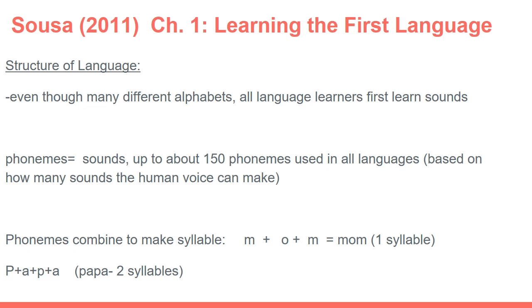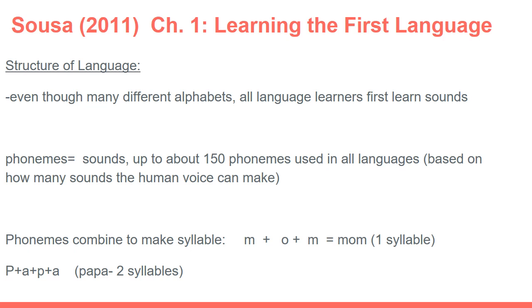And the reason why it's 150 sounds, or another way to call that is a phoneme, those are the sounds in a language. There are about 150 phonemes because those are almost the maximum number that the human body, the human voice box, can make. So even though we have all these different ways to represent language visually, the different letters and characters we use on paper, we all share about 150 total phonemes, or sounds. And then phonemes combine to make a syllable.